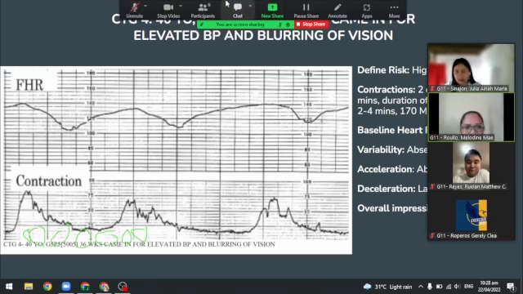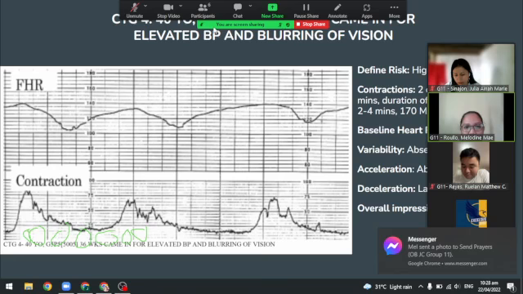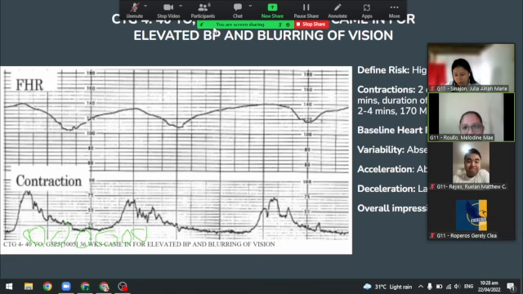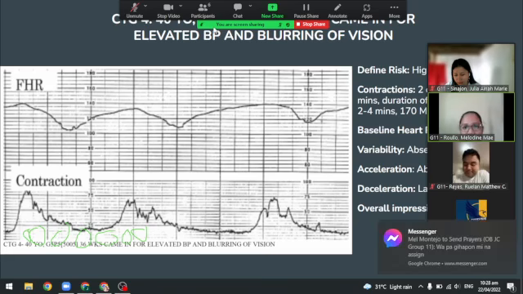Next slide, please. For CTG4 tracing, 40 years old, Gravida 5, Para 5, 5005, 36 weeks, came in for elevated BP and blurring of vision. So defined risk is high risk.